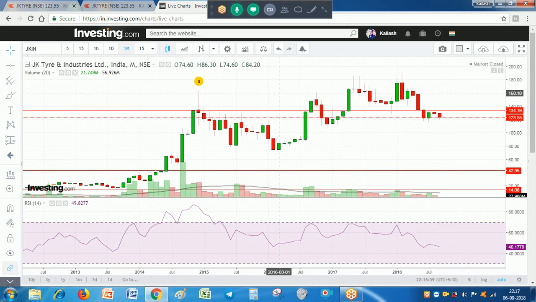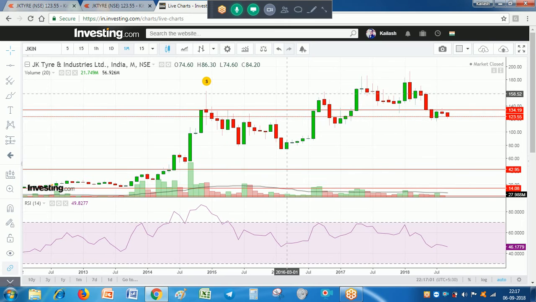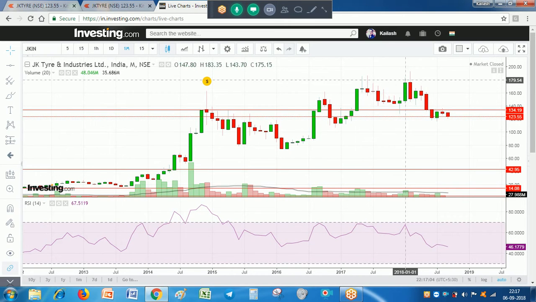Okay, so this is the current situation, friends. It has made a lifetime high at this red candle, a lifetime high of 193. So this is the lifetime high of JK Tyre, that is 193, and it made a low of 146 and closed at 150.50. After that the stock started a downward journey, and it is now in this range, friends.